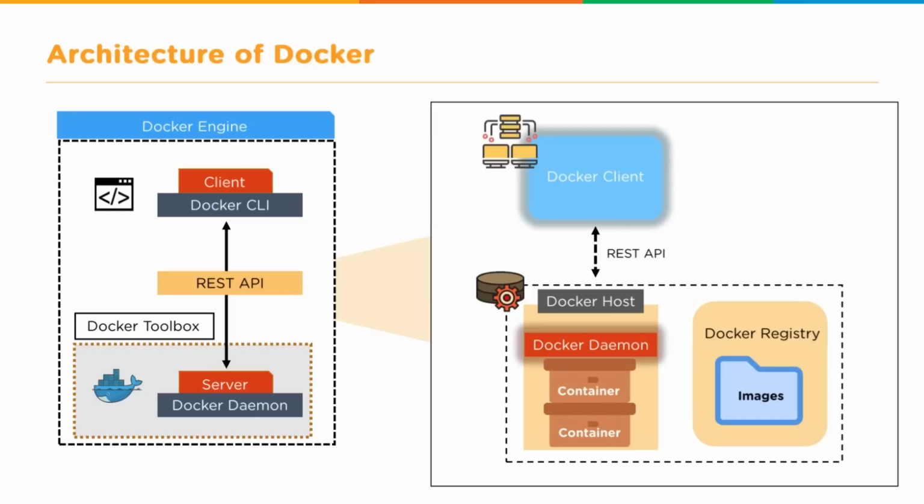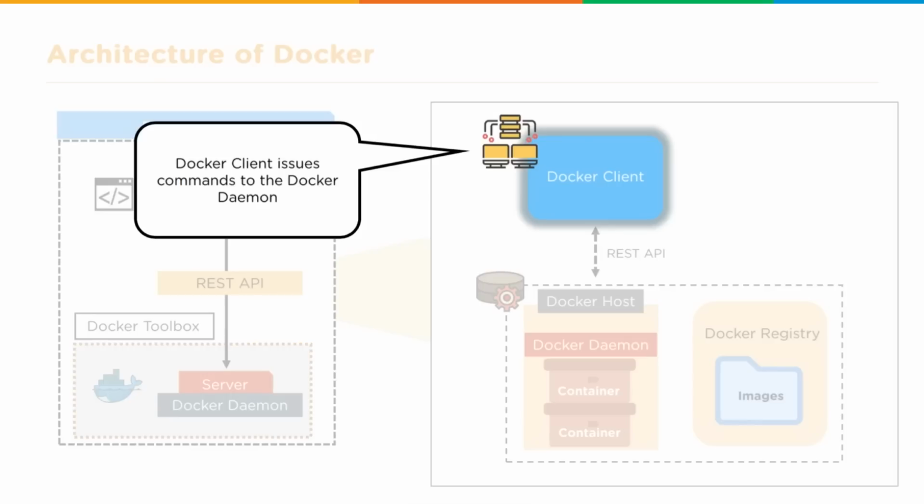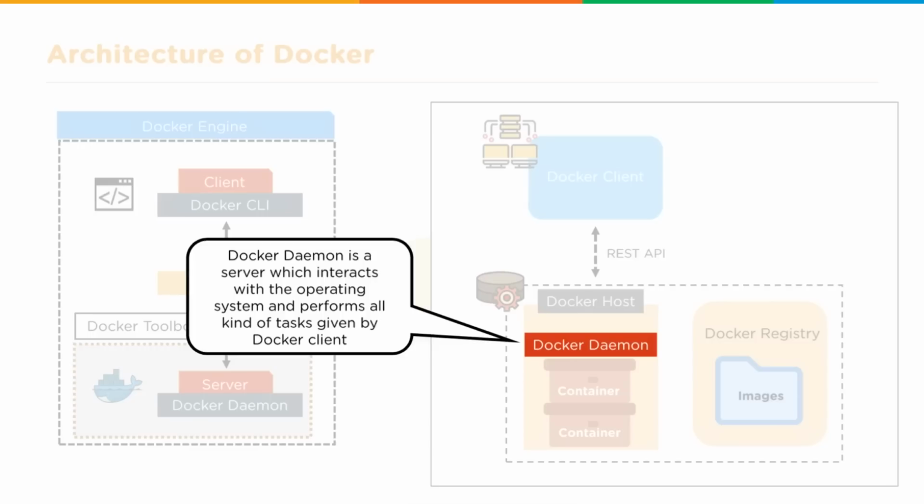So let's dig through the architecture of Docker. There are really two parts to Docker. There's the Docker engine and there's the Docker client. The Docker engine is comprised of the Docker CLI, which connects with the server daemon. The Docker client will then issue the commands to the Docker daemon. And then the Docker daemon will interact with your system to provide the tasks and tools needed for you to be able to build out your solution.